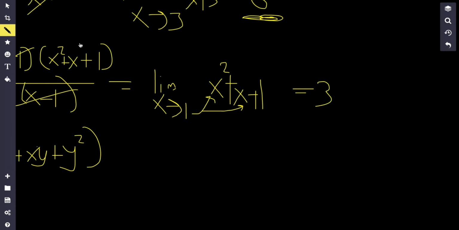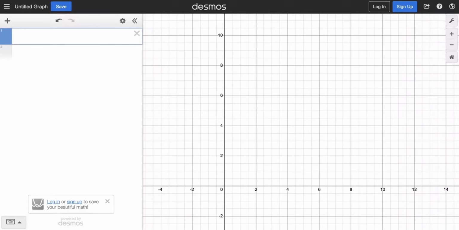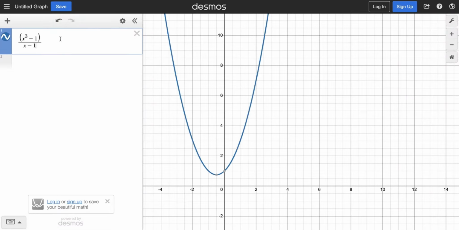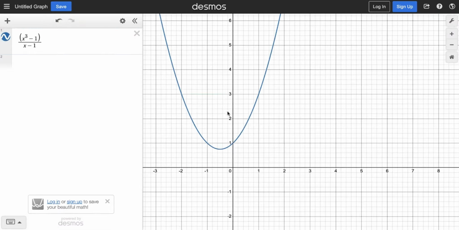And if you have a graphing calculator, it's good to check your work. But when you're doing a test or something, you're probably not going to be given a graphing calculator. Otherwise, you just look at the graph the whole time. But for the sake of the video, as x approaches 1, look at the y value. As x approaches 1, the y value approaches 3, even though 1 itself is undefined at that point.